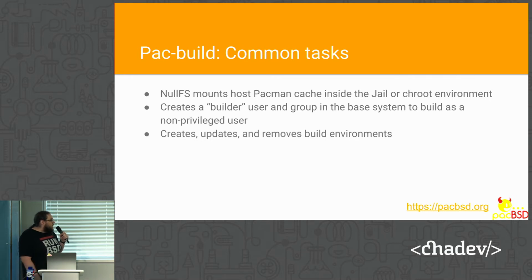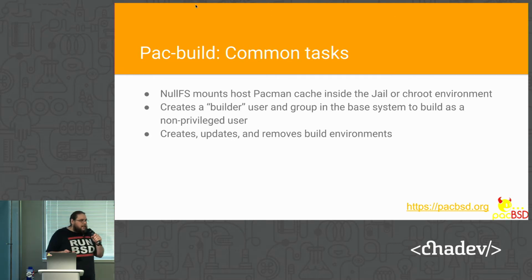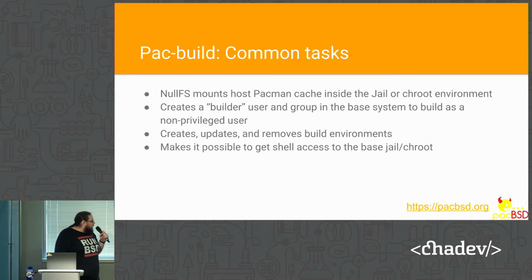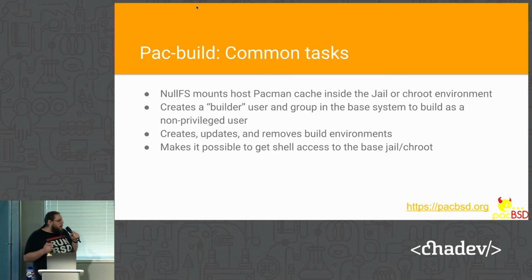And then it also creates, updates, and removes these build environments. The update process allows it to effectively run pacman -Syu to download and install any updates that need to be done, make sure the keyrings are updated, and a few other tasks. And then it's also possible to get shell access to the jail or the chroot through here. So if the build fails and the toolchain writes out a log, you can inspect that log easily.